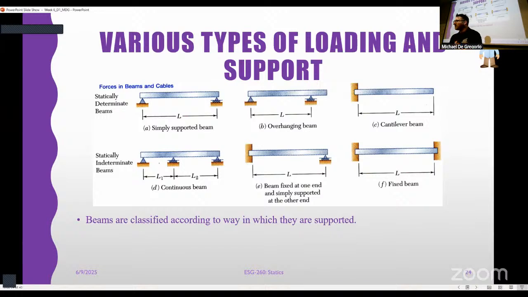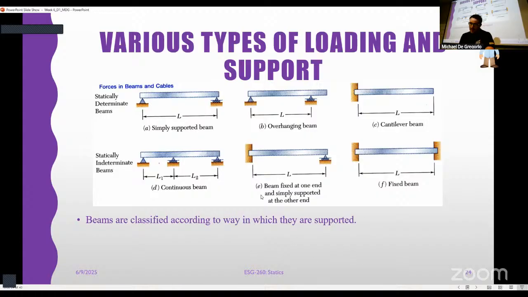Think of a diving board. That's an overhanging beam, right? And then if you have a really bouncy diving board, that's more of a cantilever beam. Cantilever is that it's held on one side and that's it, right? And so that fixed support has to take into account all 3 of our reactions.